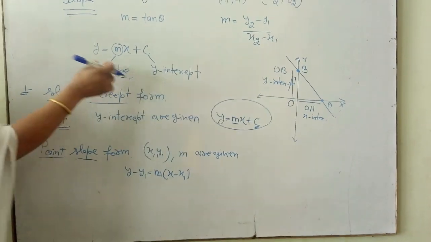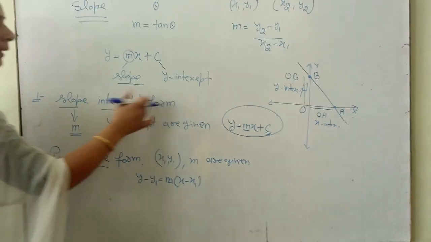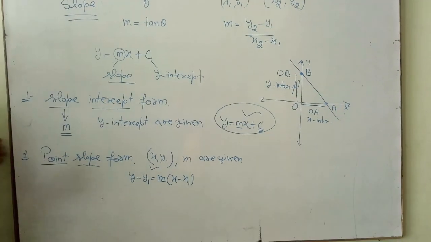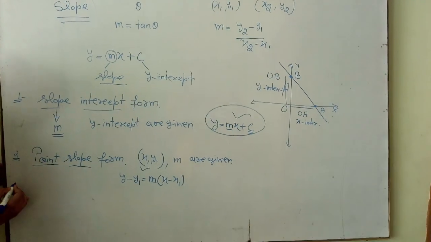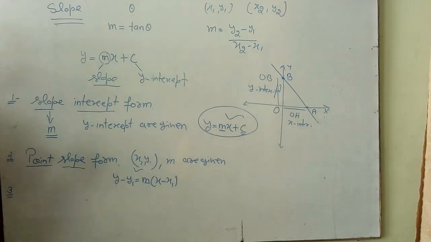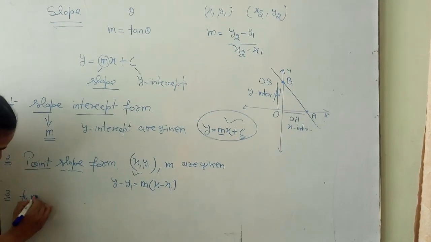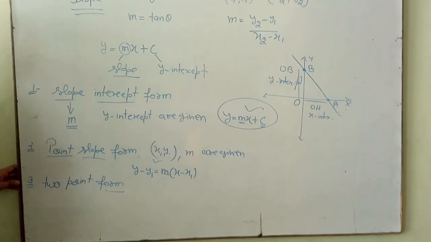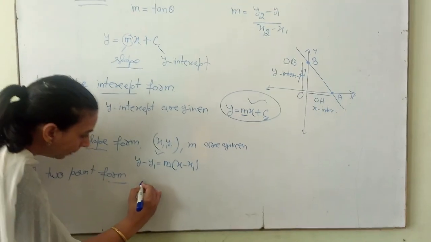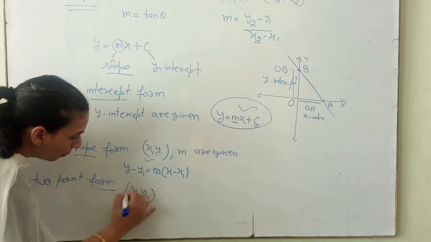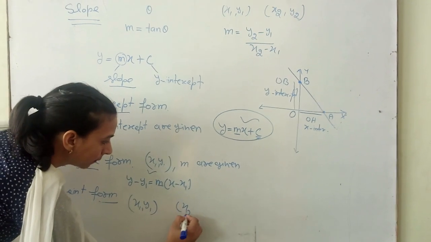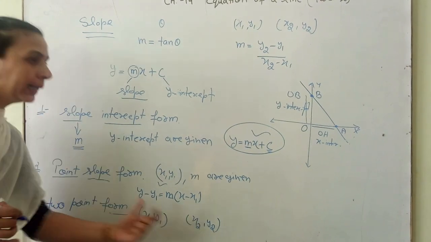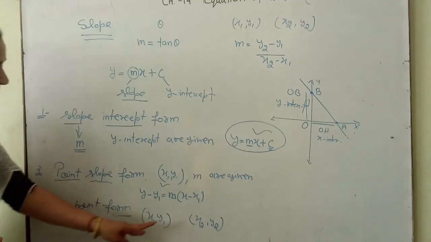If a slope and intercept are given, then we use the slope-intercept form, and the point slope form is this. Then again, the third type: two-point form. This is the third type for finding an equation of a line. If a line passes through 2 points x1, y1 and x2, y2, then we find the equation by these 2 points.